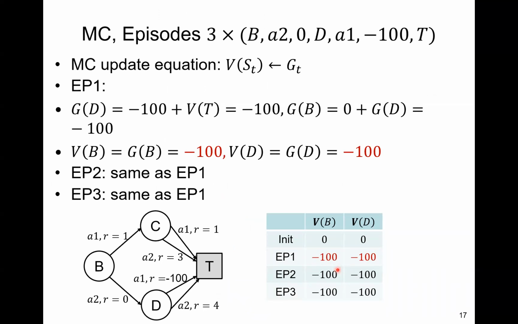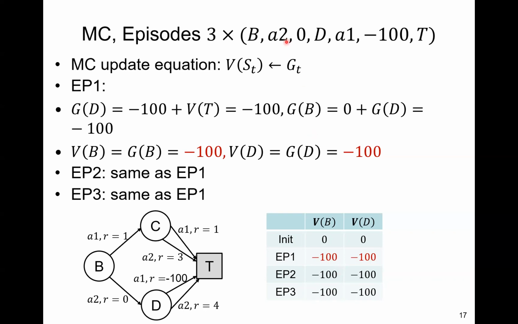So now let's look at sample-based methods. Assuming that the MDP is unknown, you're trying to explore and learn the optimal value or policy. So for Monte Carlo, suppose you have 3 episodes of BDT. So you're traveling from B to D to T 3 times.